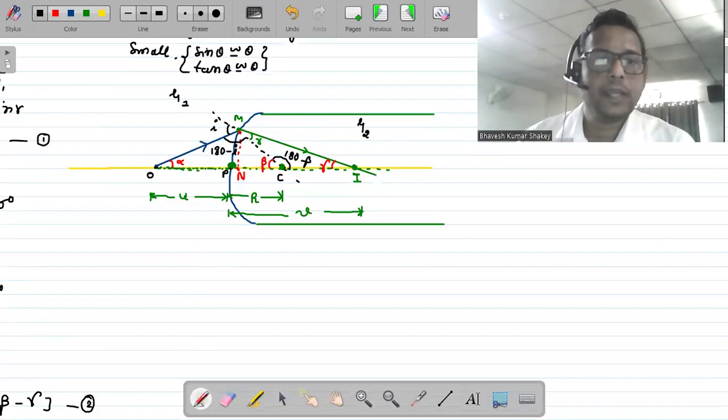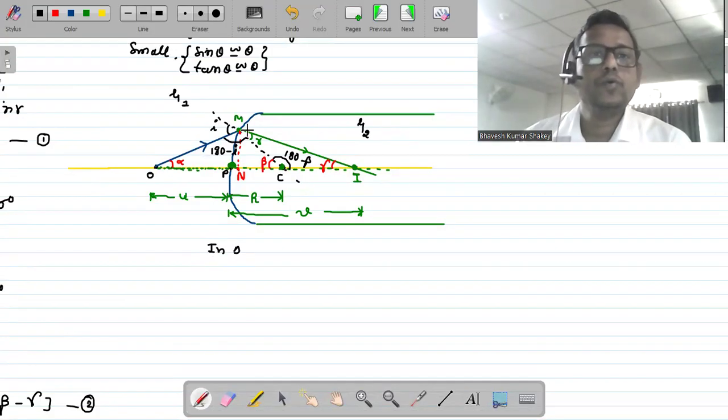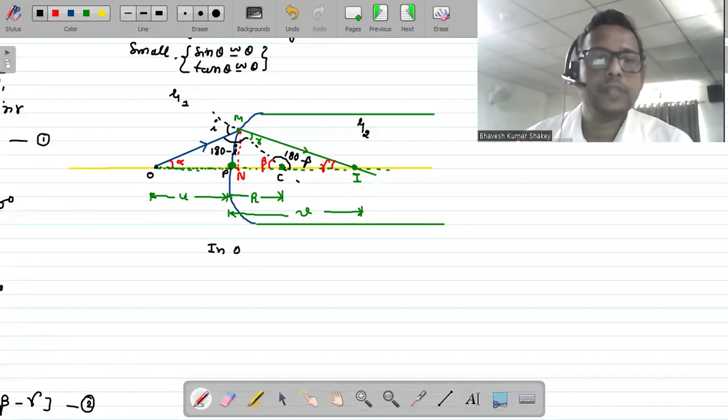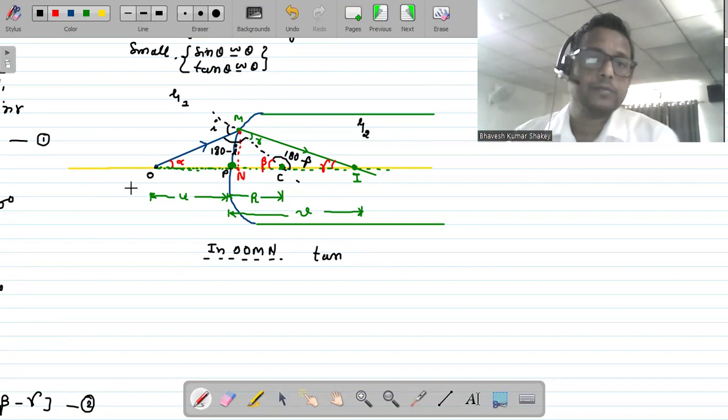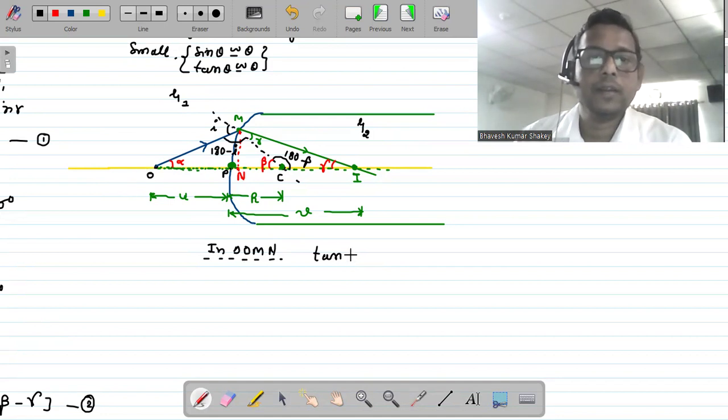Now from this ray diagram, in triangle OMN, if I write tan alpha, so this is my triangle OMN. So let's take tan alpha. Tan alpha is perpendicular by base, which means MN divided by this ON.